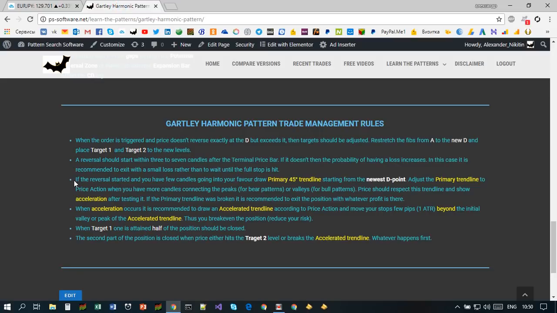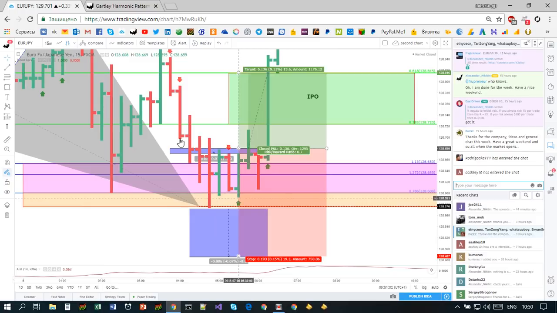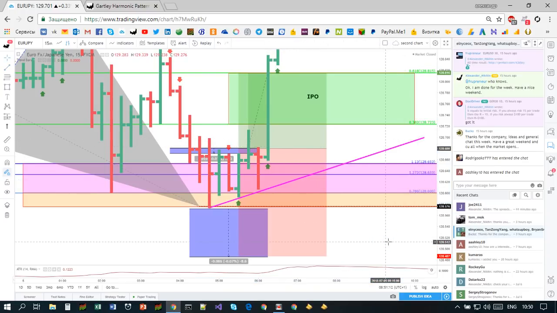Then let's go here. You should draw your primary trend line to the newest point, or if you have candles, you connect the peaks or valleys. By the time this one was drawn, we already had one valley and the second valley, so we can draw our primary trend line connecting these valleys, connecting these lows. And here the management starts.